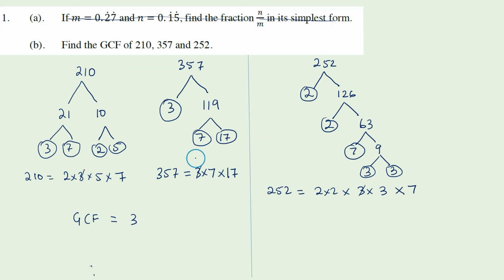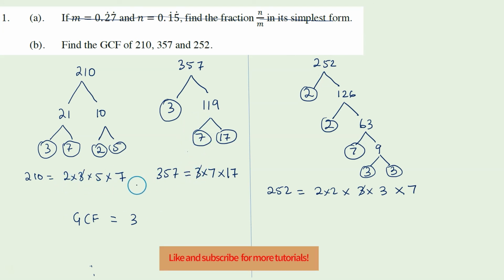Now this one doesn't have a 2. The 357 doesn't have a 2, so 2 can't be a common factor. 3 is common. Each one of them has at least one 3. 5, is it common? No, 357 doesn't have a 5, so that doesn't go in there. And 7 is common. So I've got 7 here and 7 there, and I have a 7 there. So 7 is common. So I'm going to put it up here. So the greatest common factor is 3 times 7, which is 21. So the answer is 21.